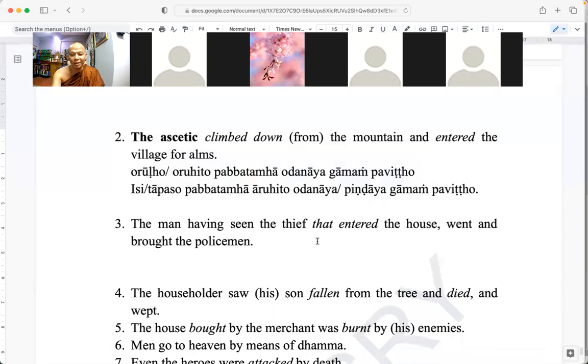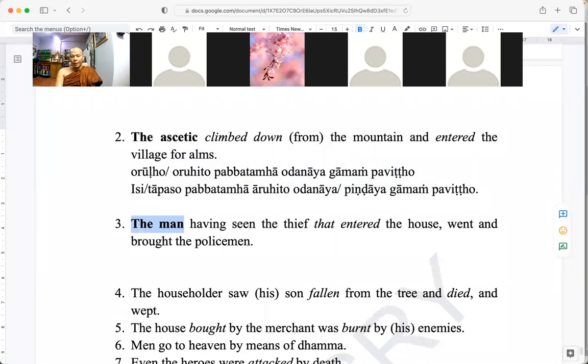So now number three, who is trying? The man, having seen the thief that entered the house, went and brought the policeman. So the man is the main subject. And then here there are two verbs, went and brought. Having seen is a gerund. Remember, it should be brought. Two verbs, remember, actually in English. So brought, of course, in Pali is aniti, bring; brought is aniti.